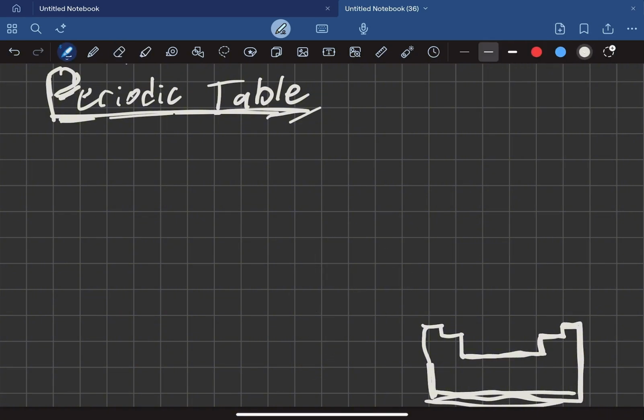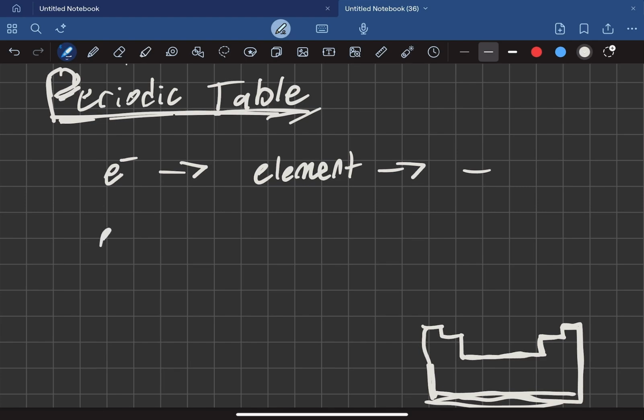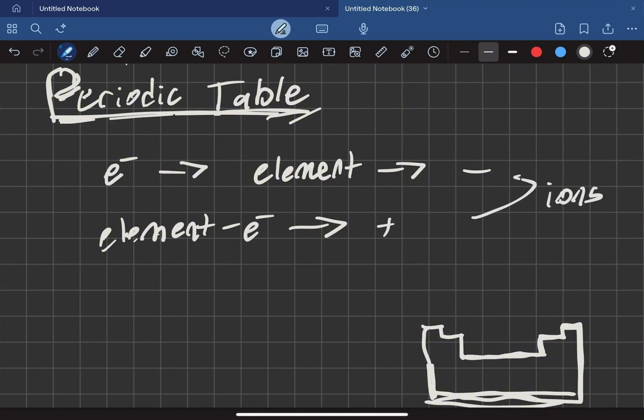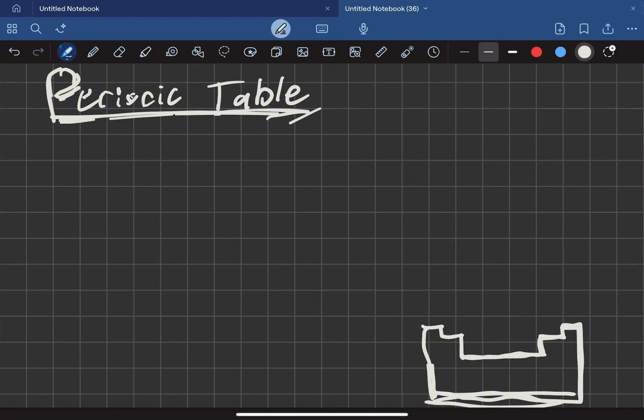The second way that you can have a shell get filled up is through ionization. And as we discussed earlier, if an electron pops onto an element and turns that element negative, or if an element loses an electron and then turns positive, that's an ion. Those are ions. Well, we didn't really discuss why that might happen. This is why that might happen. Because they want to have their valence shell full. So they can accomplish it in 2 ways.